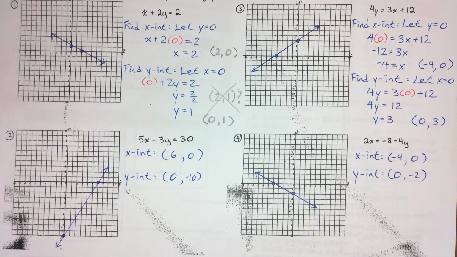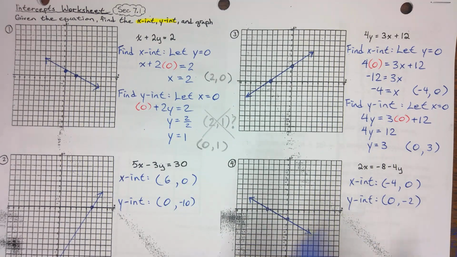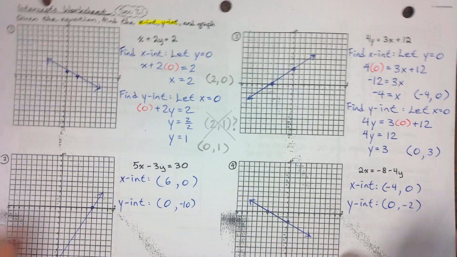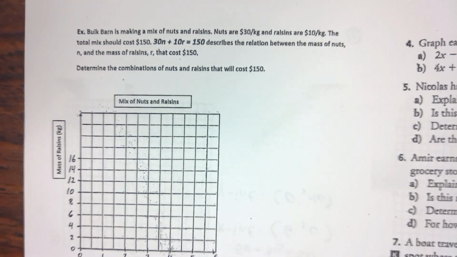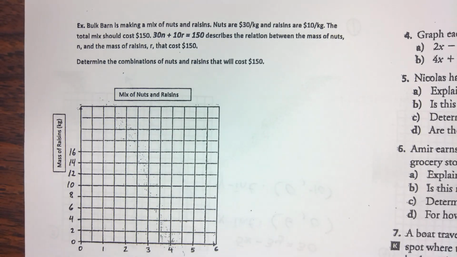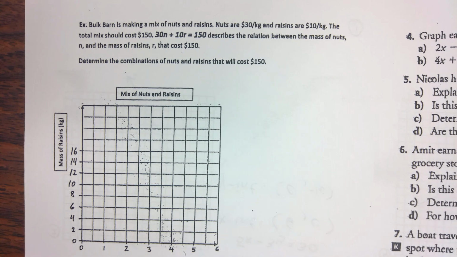Okay, so this is just another way of graphing. When is this useful? When we have word problems. So you can flip to page 3 on the back. Okay, word problems like this are when x and y intercepts are useful.